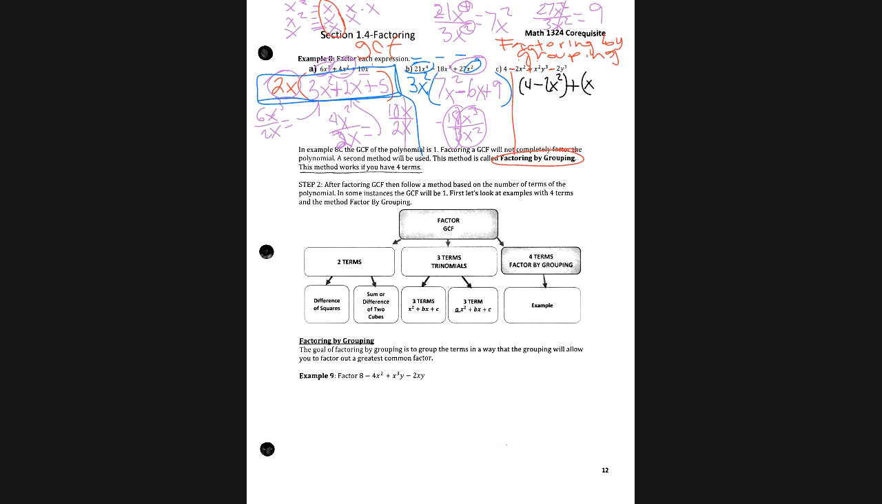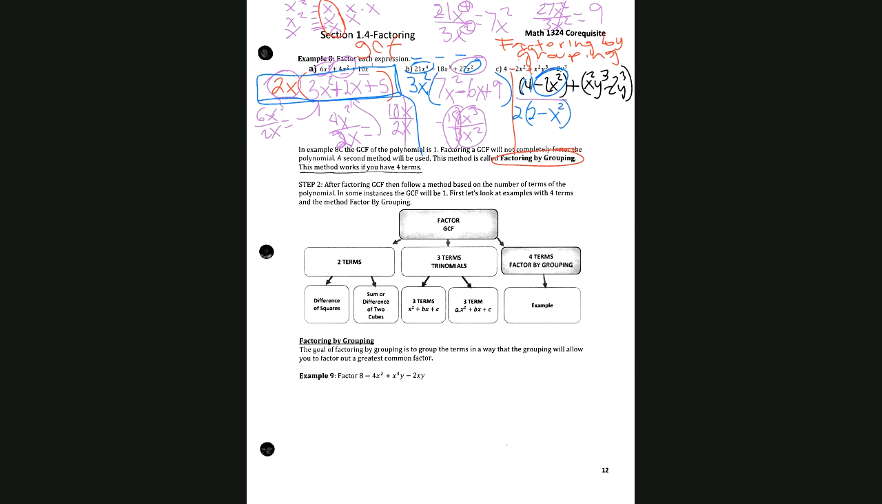X squared, y cubed, and then we have a minus 2y cubed. Okay, now we're going to factor one group at a time. For this group, they do have a 2 in common. So we take out a 2, and if we factor 2 from here, we get 2. And if we factor 2 from here, we will get negative x squared.